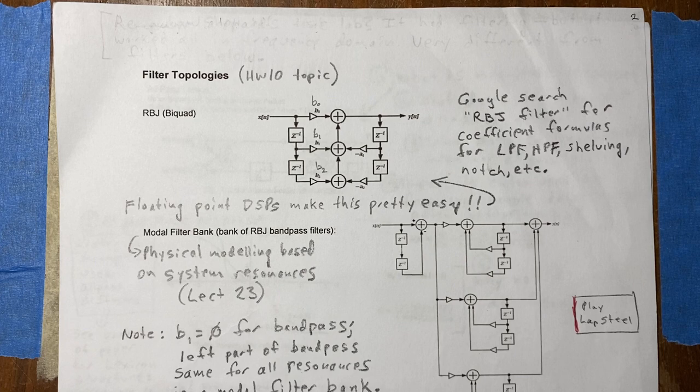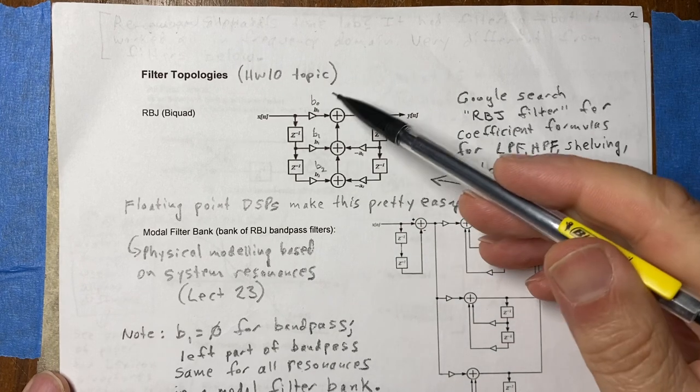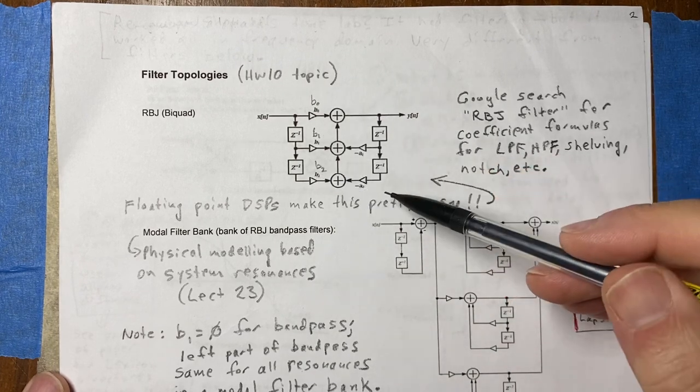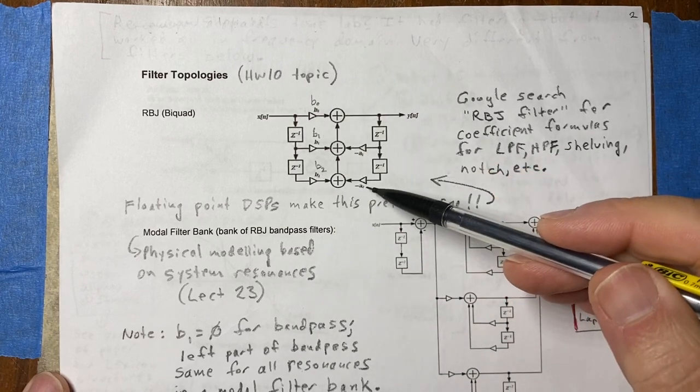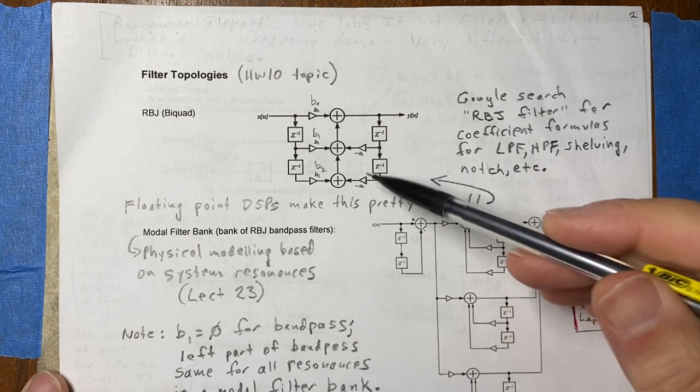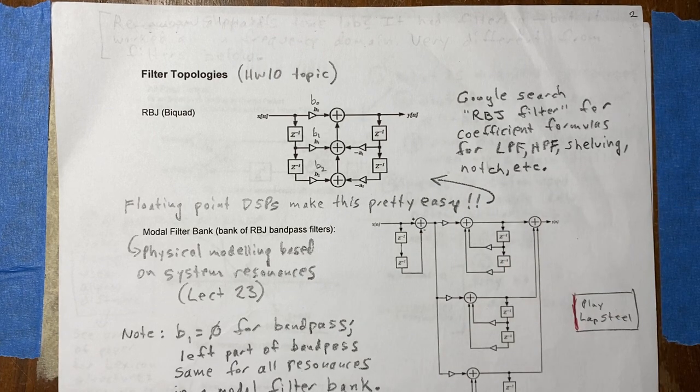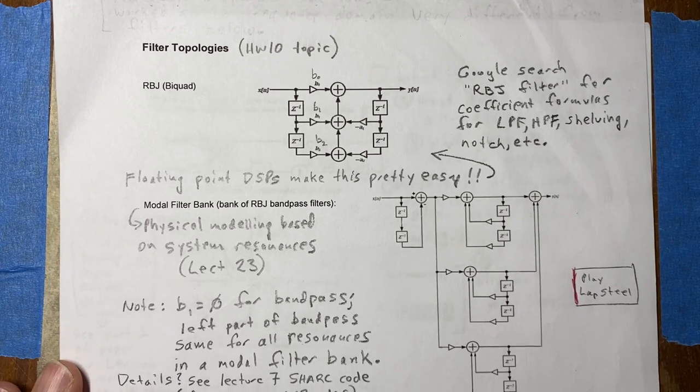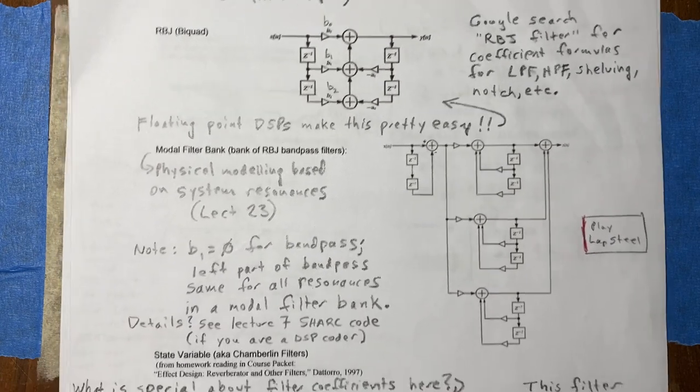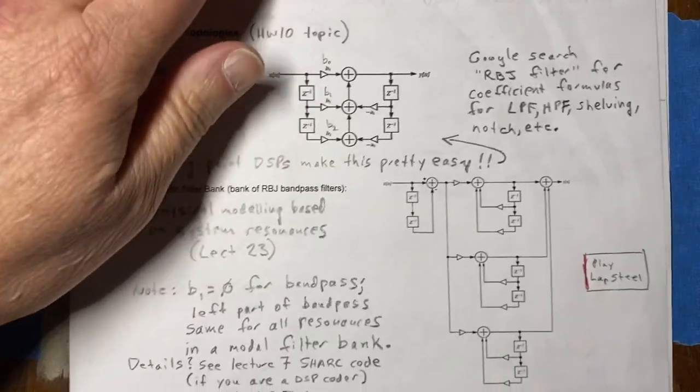One of the issues there is if these coefficients here, B0, B1, B2, minus A1 and minus A2, get to be very large or very small. In floating point, you don't care. In fixed point, you have to be careful that you have enough digits of accuracy so that your results are still good. Okay, so in the Eigenmatrix, we have a modal filter bank.